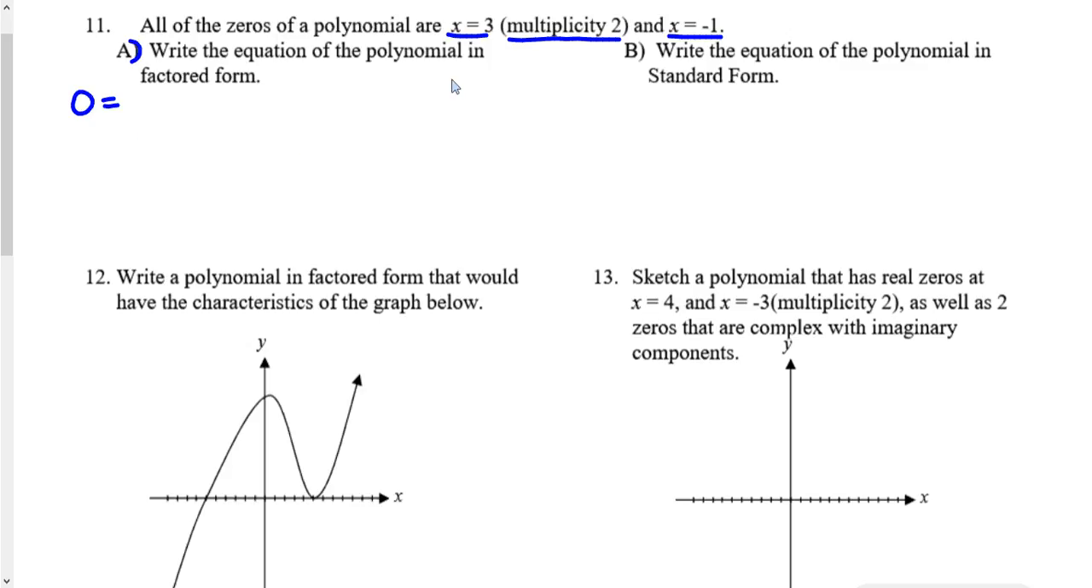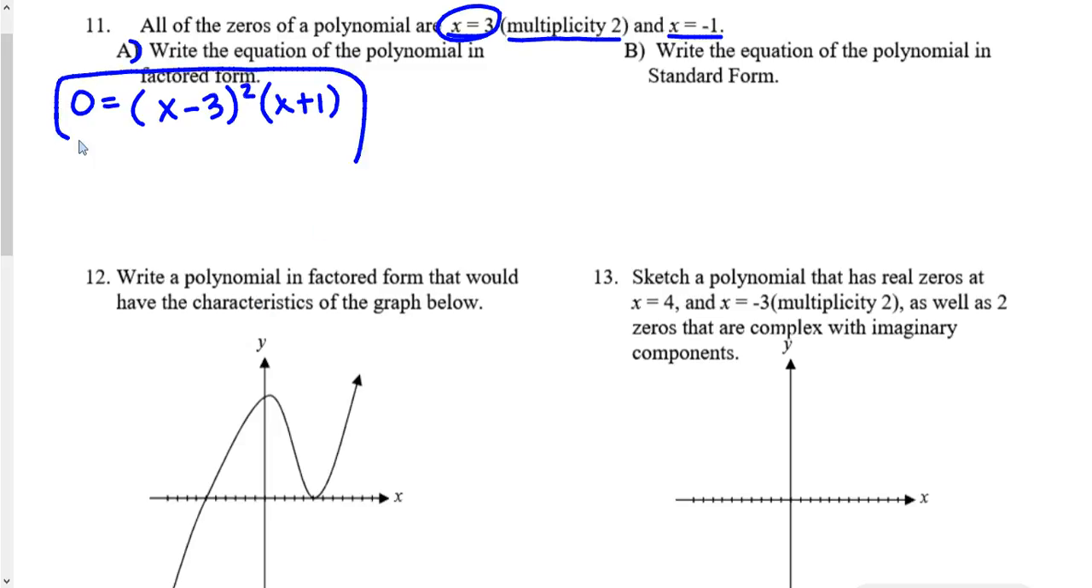If my first 0 is x equals 3, then my first factor will be x minus 3. That had a multiplicity of 2, so it means the factor is squared. My second 0 was at x equals negative 1, so my factor is x plus 1. If I'm just writing this in factored form, I'm finished. I don't need to multiply anything out.